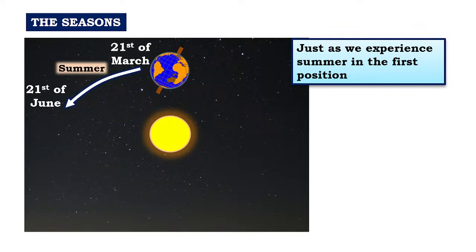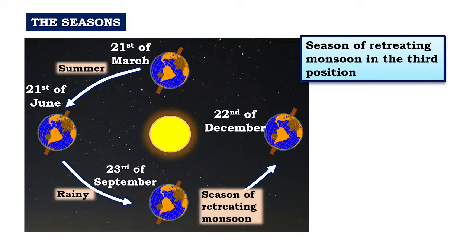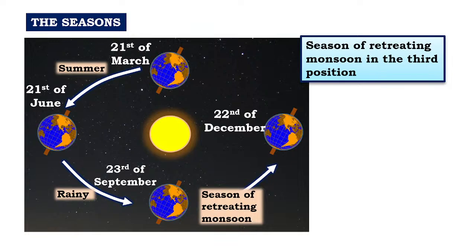But in the exam, what do they do? They ask the opposite. In the exam they ask you, 21st March to 21st June in the southern hemisphere, which season? What will it be? Winter. It will be the opposite. You understand? Okay, look at this. Summer season. Then which season do you have here? 21st June to 23rd September, rainy season.